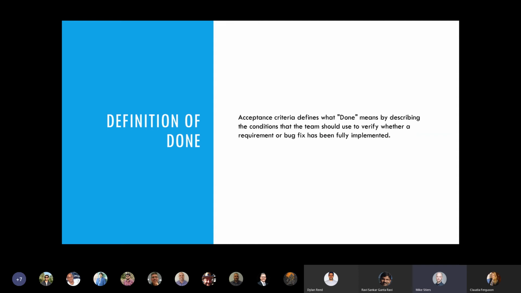So acceptance criteria defines what is done. What done means by describing the conditions that the team should use to verify whether a requirement or bug fix has been fully implemented. And that's something that you just have a discussion with your team as well. These definitions of done can vary across different teams, like all the other things that I keep saying.